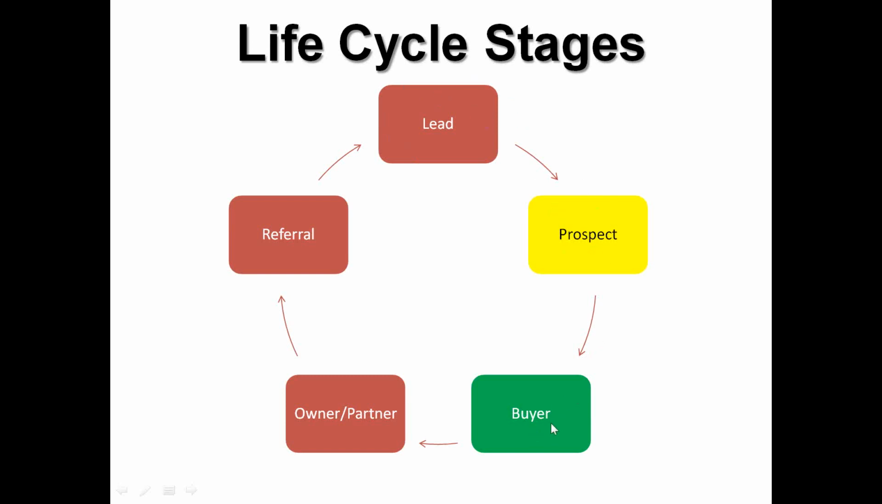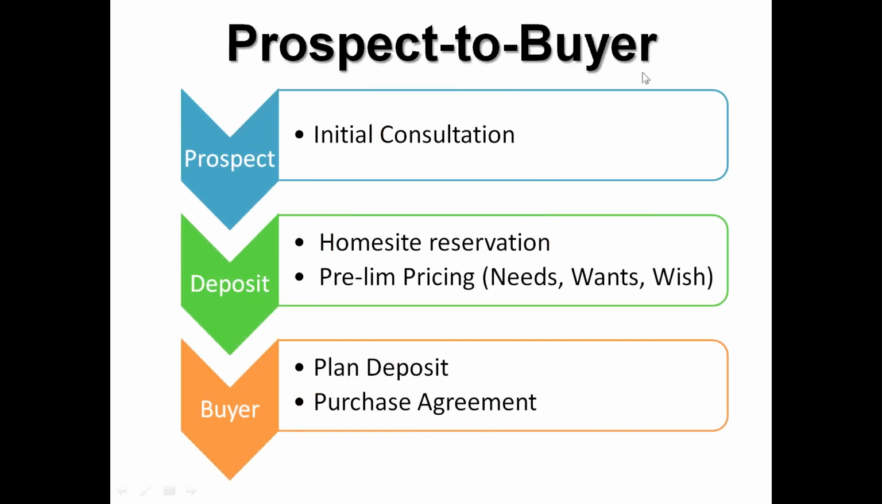So red, yellow, green. Obviously, we all like signed purchase agreements to get them into buyers. So as part of that, we have the prospect to buyer, the three main steps. The initial consultation, some sort of a home site reservation, or perhaps a scope and range meeting for those of you that are building on scattered lots and where the people already own their own land. And then we got to get a plan deposit and or purchase agreement.